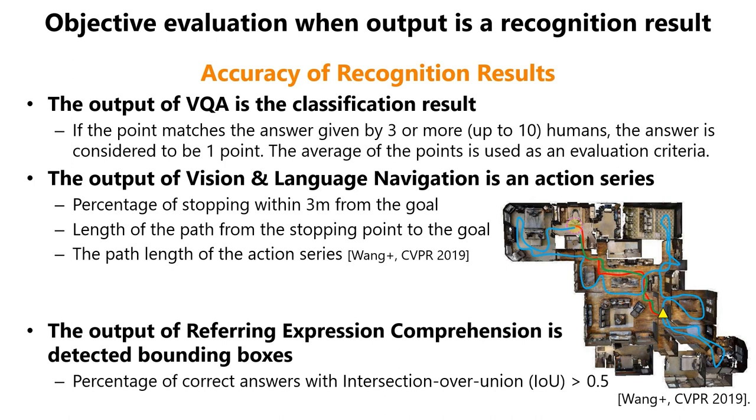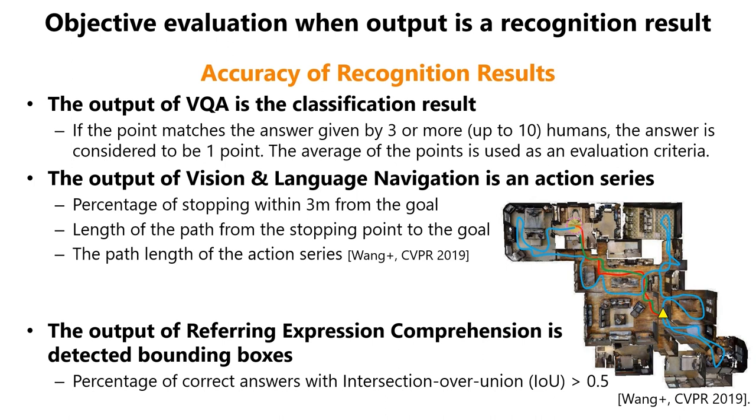In the case of visual and language navigation, the output is a result of the movements. So if the triangle is the start point and the pink dotted line here is the goal point, the ratio of stopping within 3 meters of the goal point is used. This is the first evaluation metric for visual and language navigation.